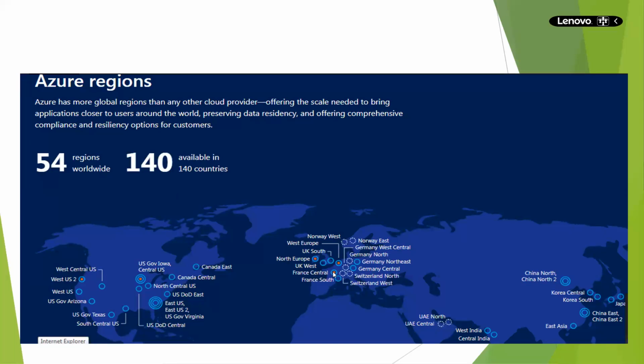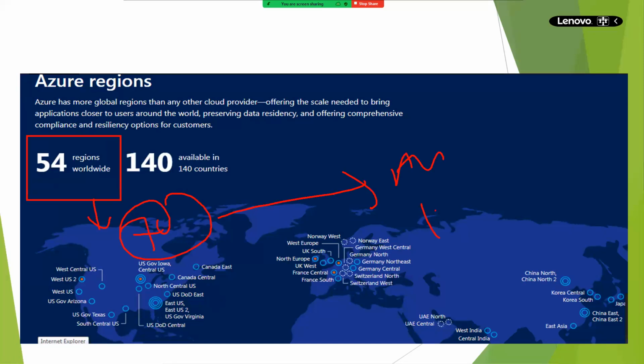That is one reason why Microsoft Azure is more popular than AWS. Another thing is that Microsoft has around 70 plus regions, while AWS has 18 regions. You can compare how many regions there are.